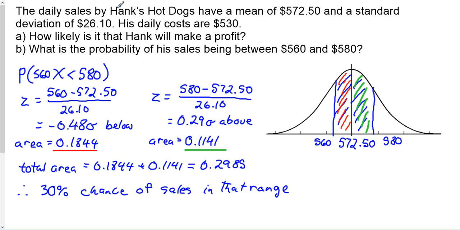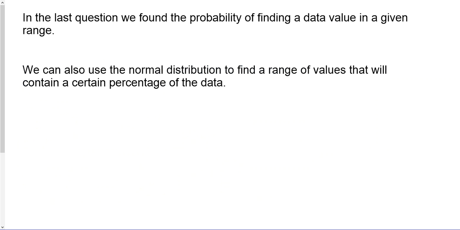So in this question, what we did was they gave us a range and they wanted us to find the probability that the value is going to be in this range. Now, we can also do the opposite thing. We can use the normal distribution to find a range of values that will contain a certain percentage of the data, or a range that we have a certain probability of finding a particular data point in.